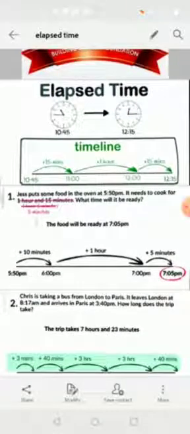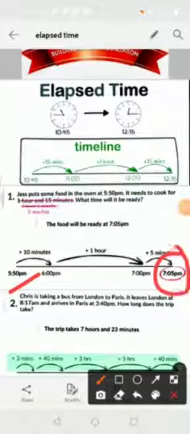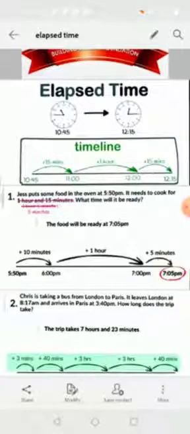For example, Jess puts some food in the oven at 5:50 p.m. It needs to cook for 1 hour and 15 minutes. What time will it be ready? Now we have to calculate at what time the food will be ready. In this question, we know the starting time and the duration, but we don't know the ending time. So to calculate that, we will draw a timeline.